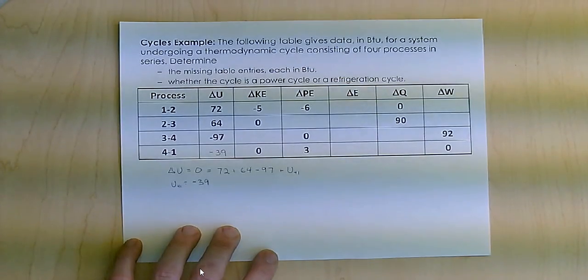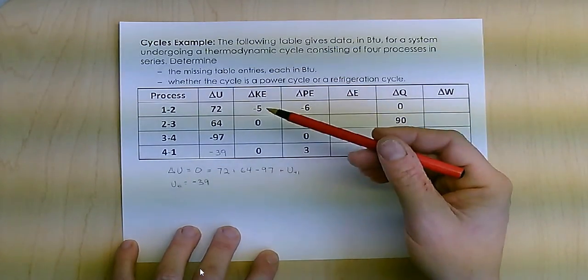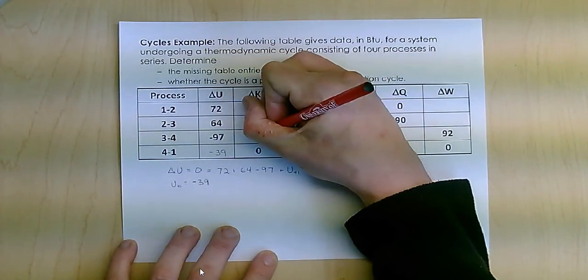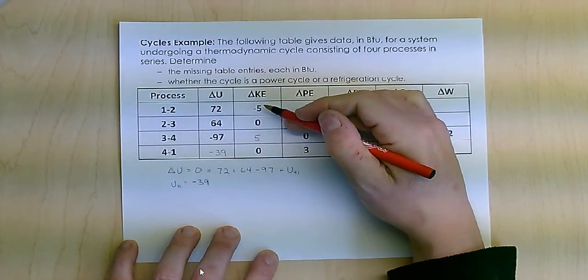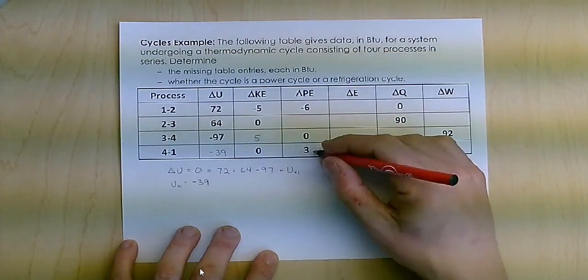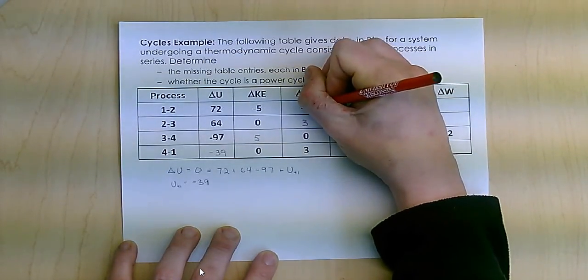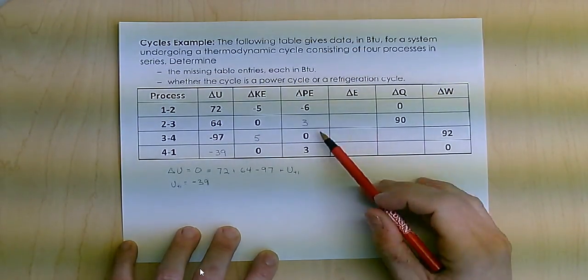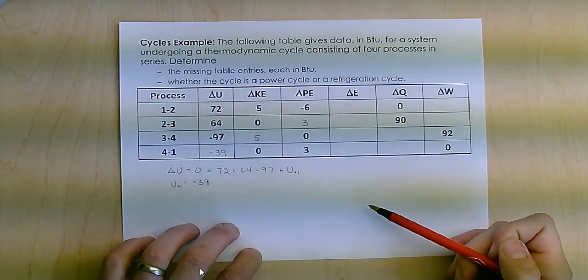Okay, so I plug that in right there, which means all of these have to add up to equal 0. So using that same concept for kinetic energy and potential energy, I know this guy has to be 5 because negative 5, 0, 5, 0 have to add up to 0. This guy has to equal 3 because I have to balance out that negative 6. So that total all equals 0.